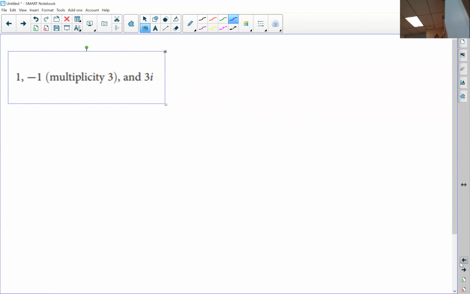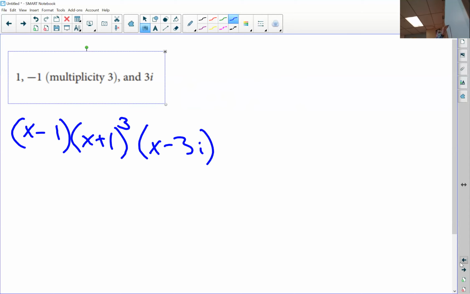So what's the factor of this one here? Remember, I'm taking the opposite. So x plus 1. What does the multiplicity of 3 mean? That means it's used 3 times, right? That's why we cube it. And what about the 3i? The x minus 3i? But I also have to have x plus 3i.